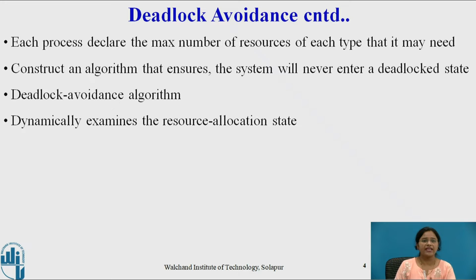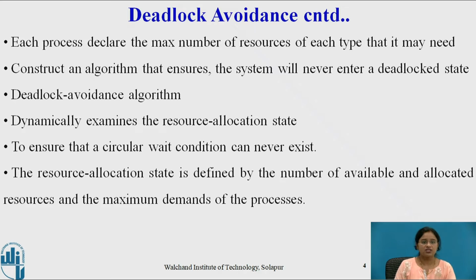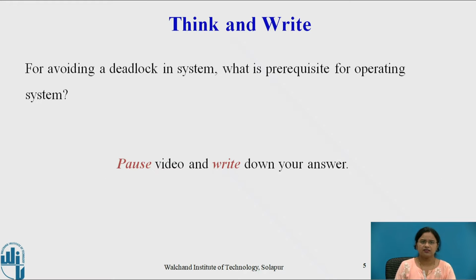This algorithm dynamically examines the resource allocation state to ensure that the circular wait condition can never exist in the system. The resource allocation state is defined by the number of available and allocated resources and the maximum demand of each process. Just think: for avoiding a deadlock in a system, what is the prerequisite for the operating system?